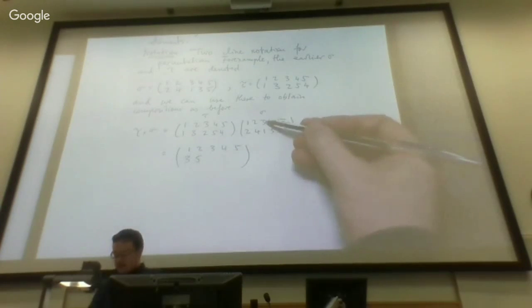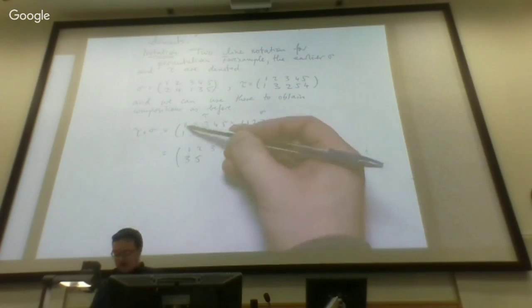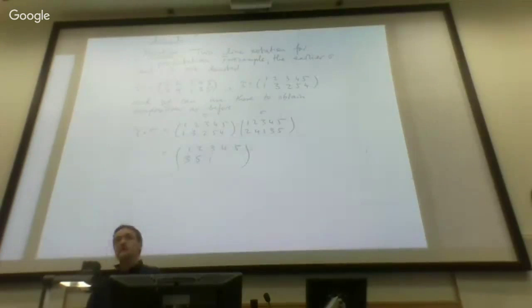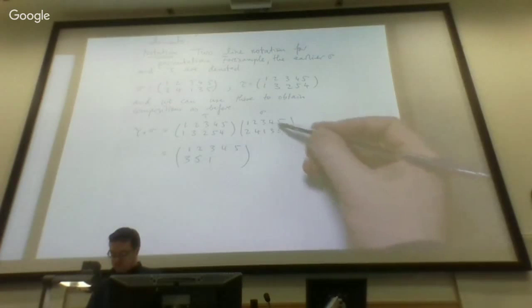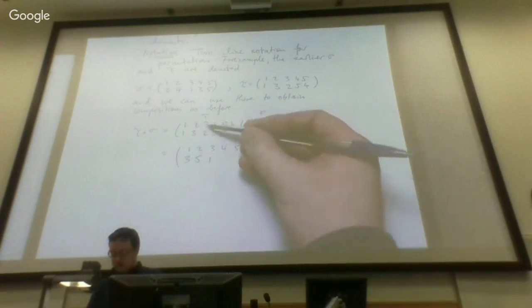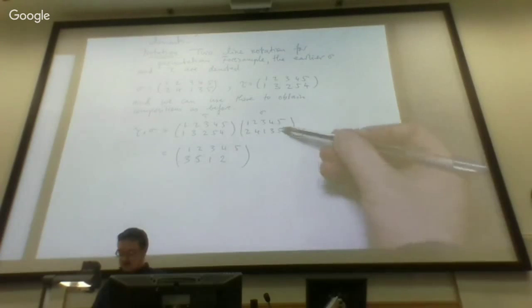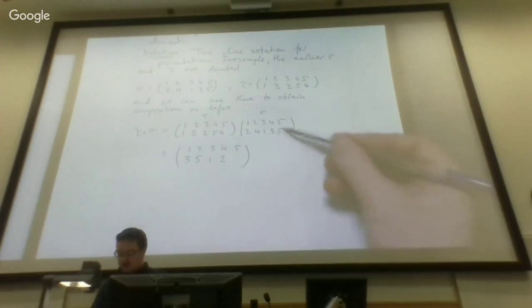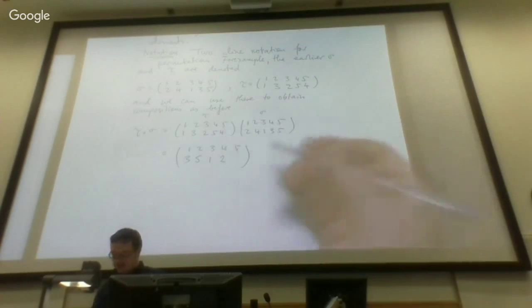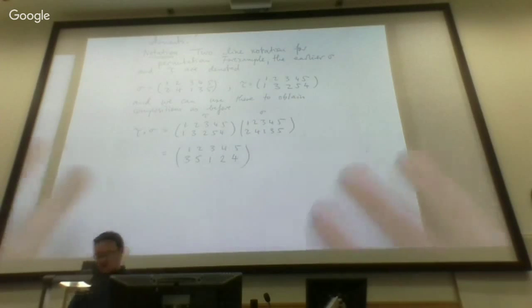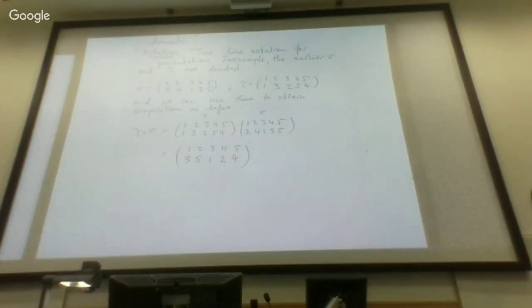Sigma sends 3 to 1. 1 is the intermediate value that gets passed to tau. 1 gets sent to 1. So 1 is the final value. Sigma sends 4 to 3. Tau sends 3 to 2. So 2 is the final value for 4. Sigma sends 5 to 5, so 5 is the intermediate value, and tau sends 5 to 4. So the total composition, tau after sigma, has that two-line notation.